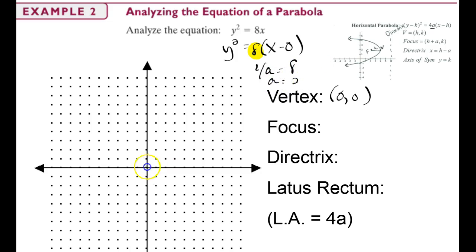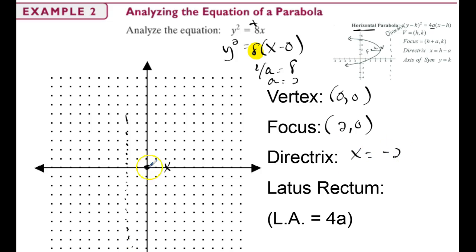And so if I plot the vertex at 0, 0, I'm going to go 2 units, and then I have to decide, well, I know it's positive, so I either go up or I go to the right. And since it's y squared equals 8x, this is going to be a horizontal, and it's positive, goes to the right. So the a term is 2. So there's the focus at 2, 0. The directrix is going to be the same distance away the opposite direction. So that's at x equals negative 2.